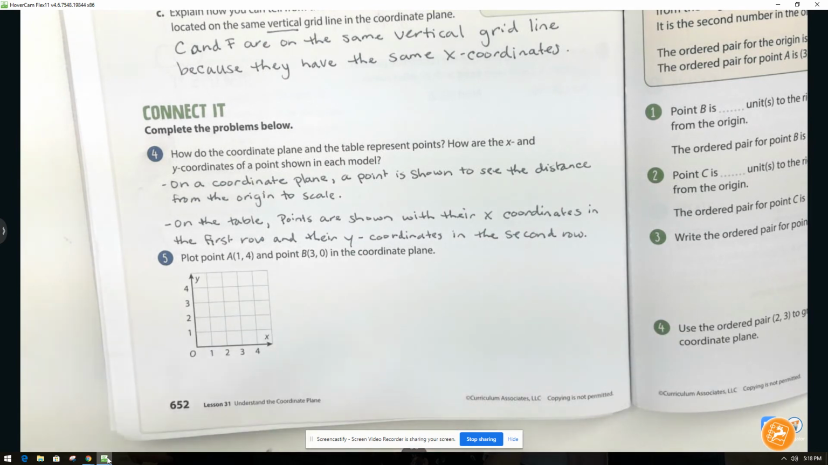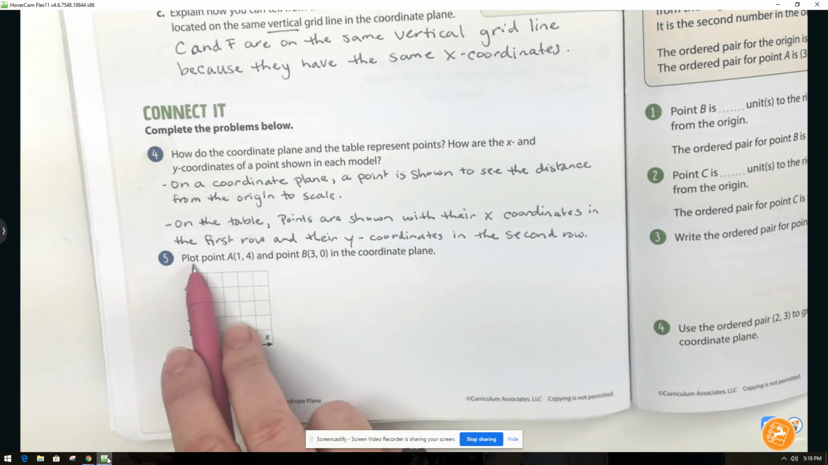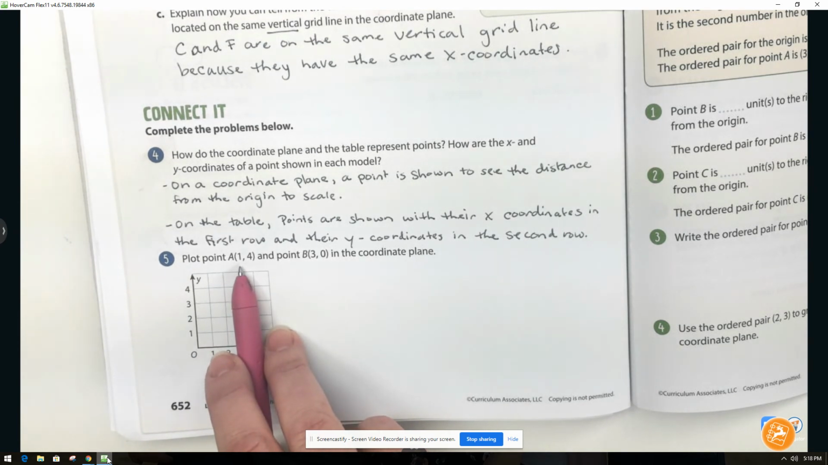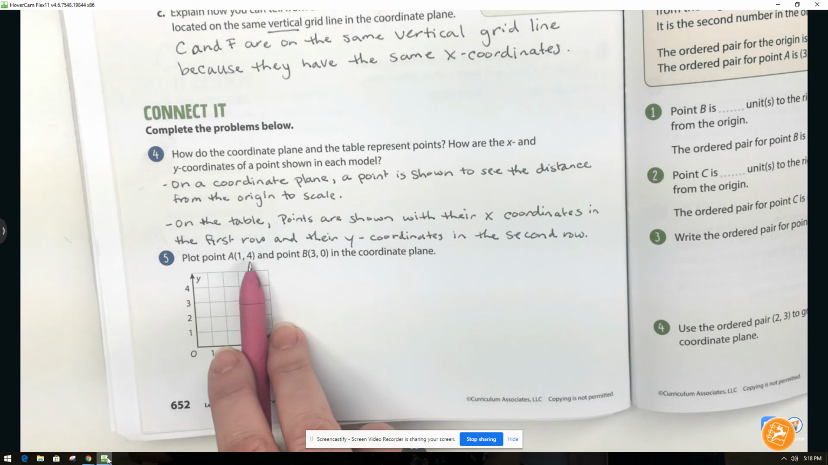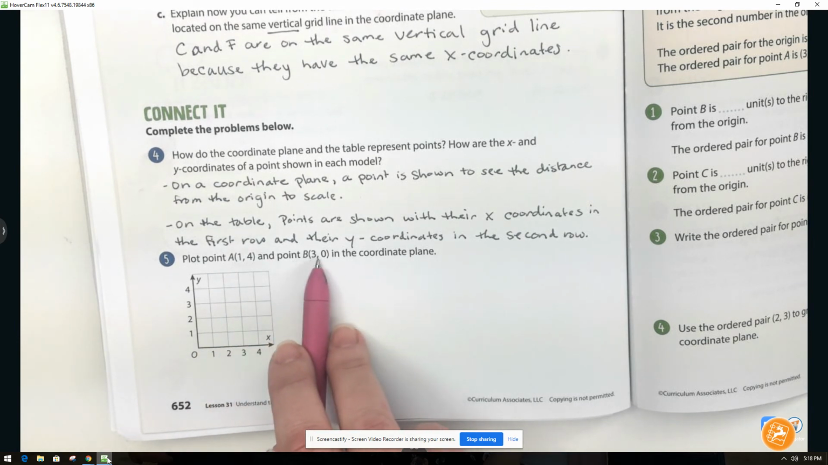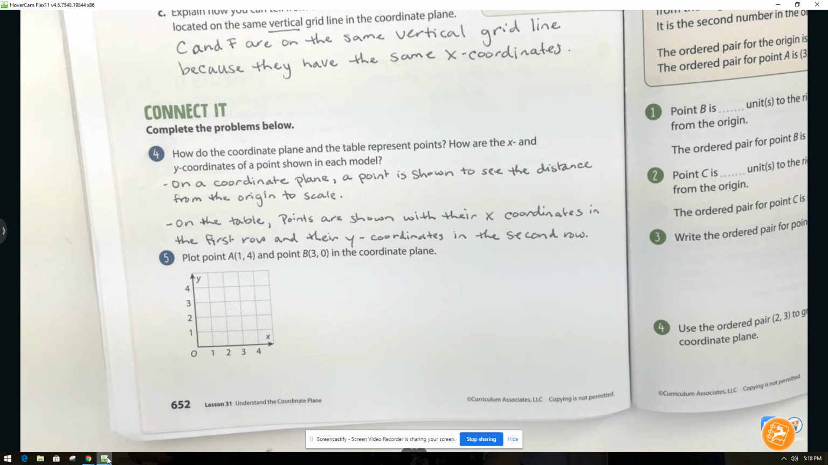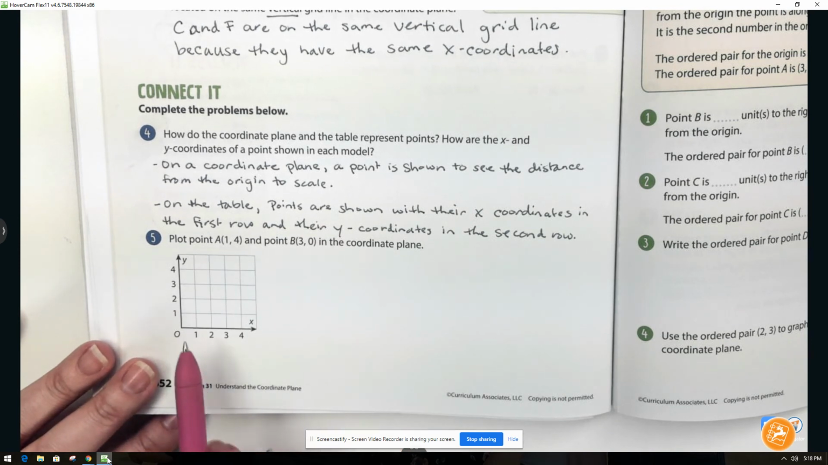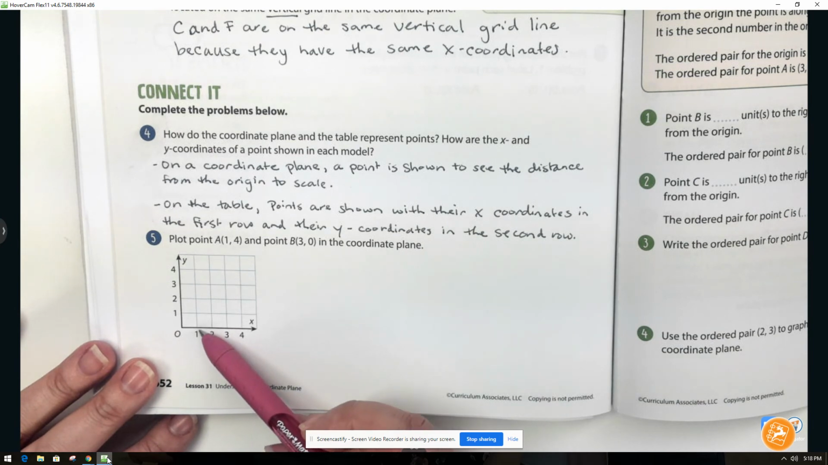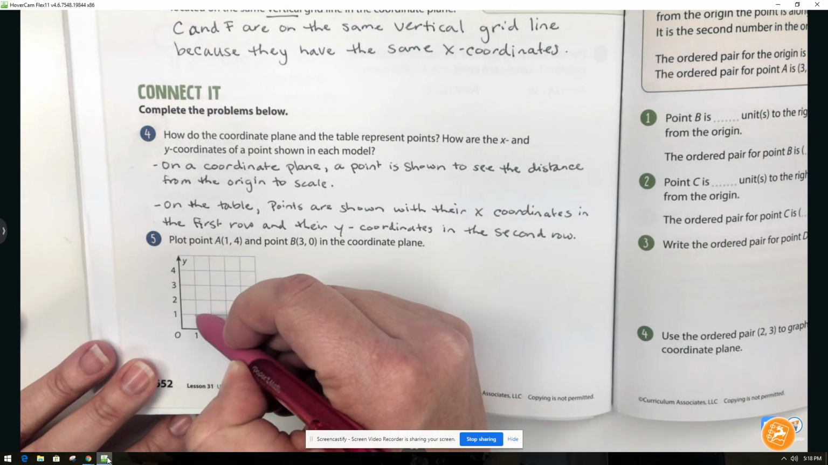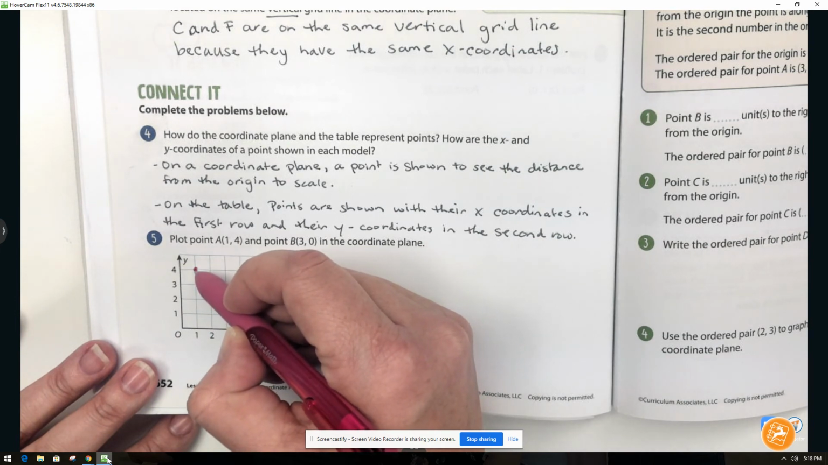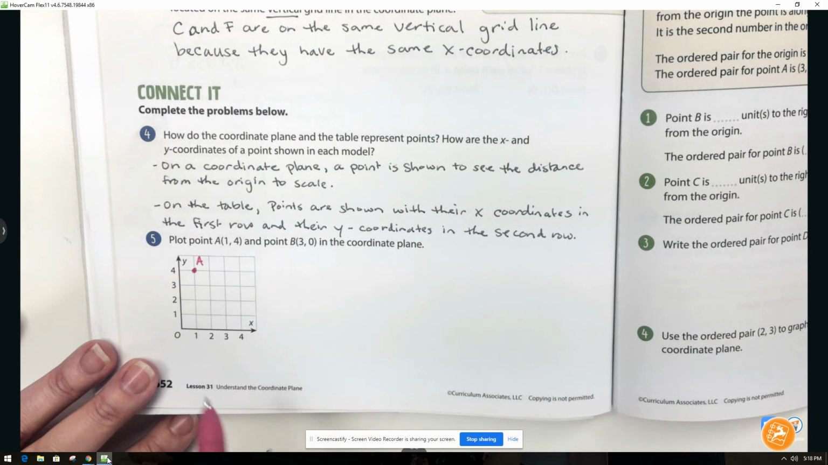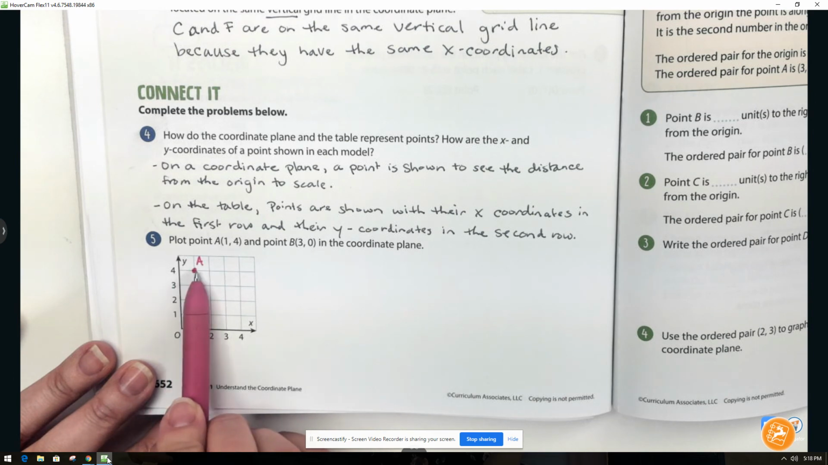Now we're going to look at number 5. Number 5 says, plot the point A, which is the ordered pair 1, 4, and point B, which is the ordered pair 3, 0 on the coordinate plane. So if we wanted to plot A, the 1 tells us how many units we move from the origin on the x-axis. So we're going to move over 1. And then the 4 tells us how many units we're going to travel up. 1, 2, 3, 4. And then we're going to label that point A because we moved over 1 on the x-axis and up 4 on the y-axis.